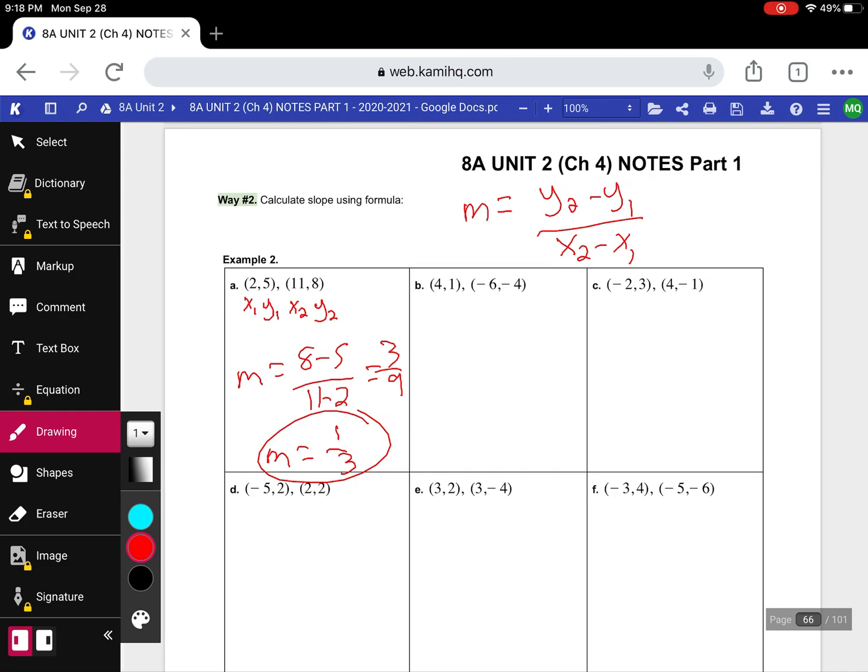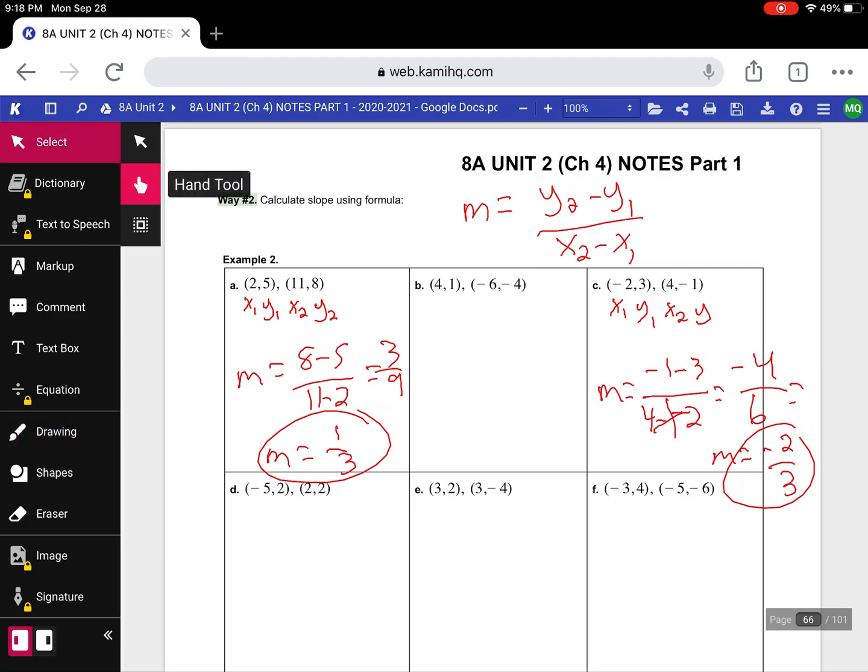Let's skip to letter C. Okay? So again, I label them x1, y1, x2, y2. We got a slope of negative 1 minus 3 over 4 minus a negative 2. Negative 1 minus 3 is negative 4. 4 minus a negative, that's going to become a positive. So we've got a 6. Simplify that down to negative 2/3.